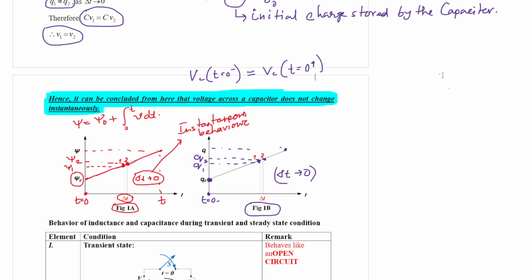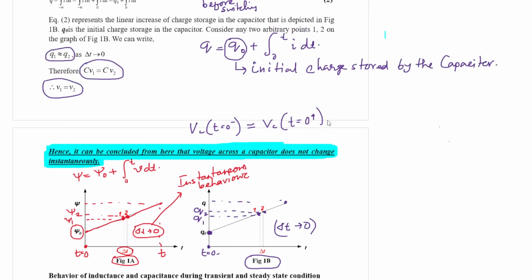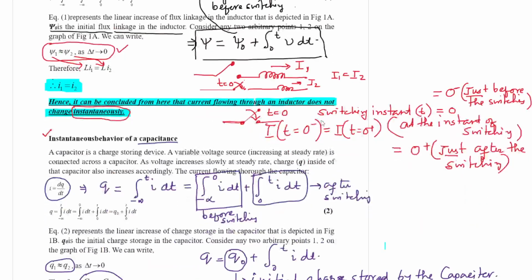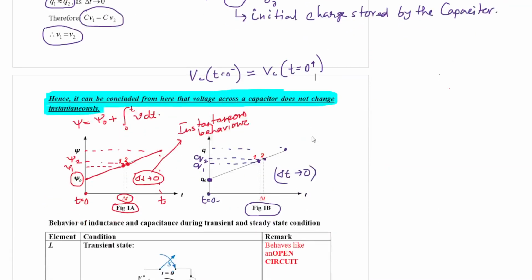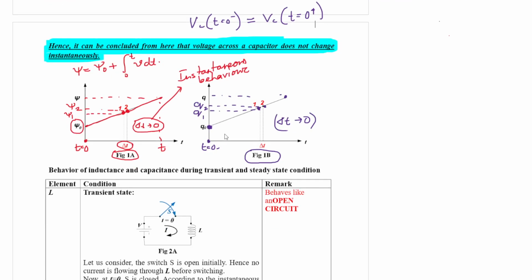So we have understood two fundamental properties of the inductor and capacitance. From the inductor, the current flowing through the inductor does not change instantaneously, number one, and from the capacitor we have understood that the voltage across the capacitance does not change instantaneously. Now, using these two very important and fundamental properties, we try to understand what will happen under the transient state.